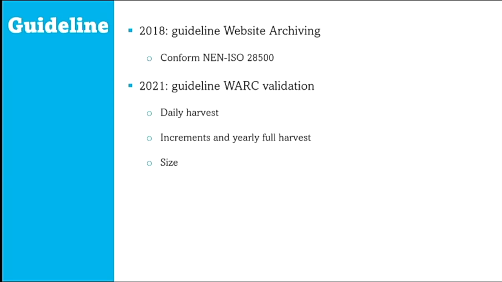So what we have done already is we made some guidelines. We also presented them at the Web Archiving Conference in the past. So in 2018, we had the guideline website archiving, that is conform the WARC standard, and the ministries can read it and learn from it. And we also have a guideline on WARC validation where we specify we want daily harvests. We want you to use increments. So January 1st, you do the entire website, and then you just archive what has changed. And it's also very sustainable, so we can also sell it that way to them. It's very sustainable, so do it for us.